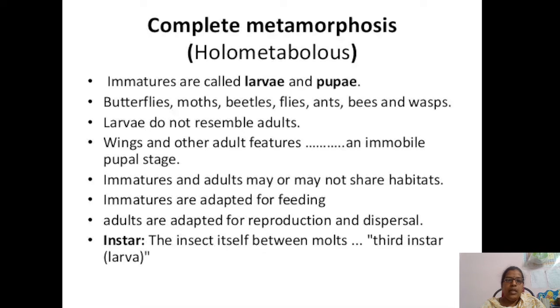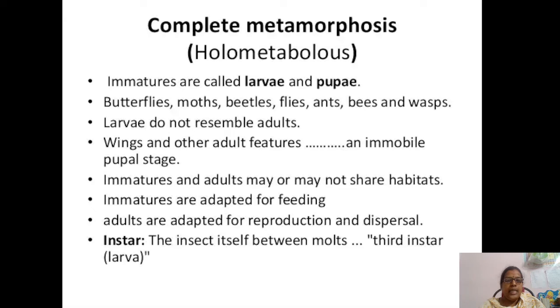Whereas if you have seen in the gradual metamorphosis, immatures and adults both share the same habitats. But here the immatures will be in one habitat, whereas adults will be in another habitat. Then immatures are adapted for feeding, and adults are adapted for reproduction and dispersal.